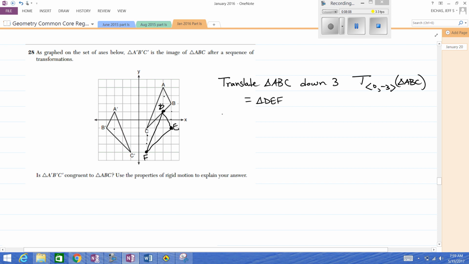Now we're going to reflect triangle DEF over the y-axis. Okay, so that's going to take, let's say it's F prime. Let's say that's E prime. And that's D prime. All right, so that's going to equal triangle D prime, E prime, F prime.